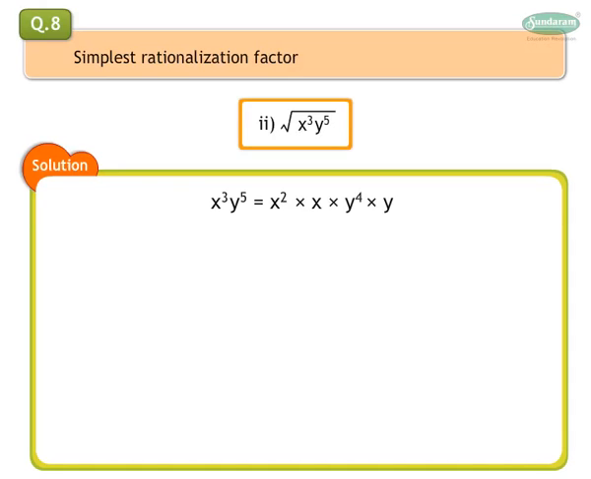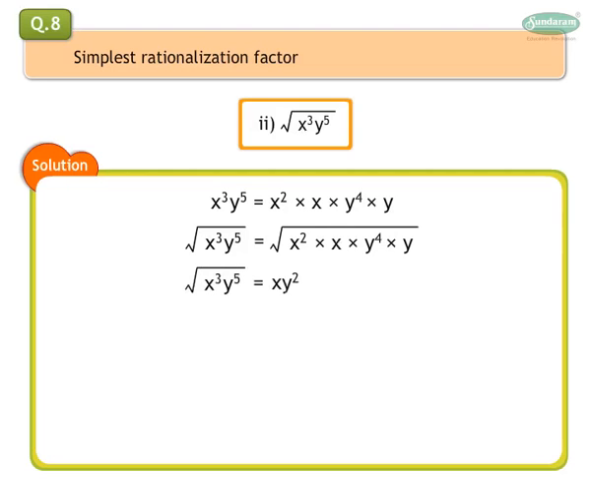Taking square root from both the sides, we get square root of x raised to 3 into y raised to 5 is equal to root x square multiplied by x multiplied by y raised to 4 multiplied by y. Thus, square root of x raised to 3 into y raised to 5 is equal to x into y square multiplied by square root of x multiplied by y.